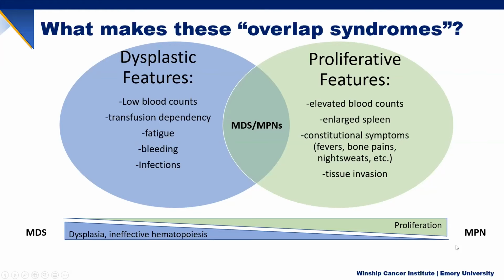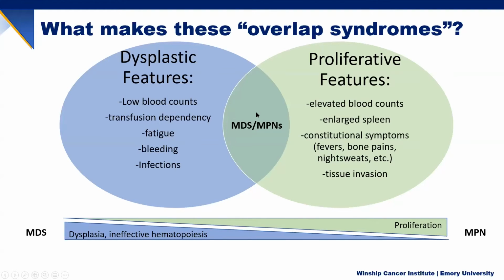On the other end, we have myeloproliferative neoplasms, or MPNs. And these kind of do the opposite. We see what we call proliferative features, which typically are defined by elevated or increased blood counts. Oftentimes we'll see things like an enlarged spleen, occasionally a large liver, and a number of other constitutional or general symptoms that can go along with these, like fevers, night sweats, weight loss, bone pains, and occasionally things like skin rashes from the cancer cells themselves getting into the skin. And in the bone marrow, we more so see just a lot of increase in cells and increased production of these blood cells.